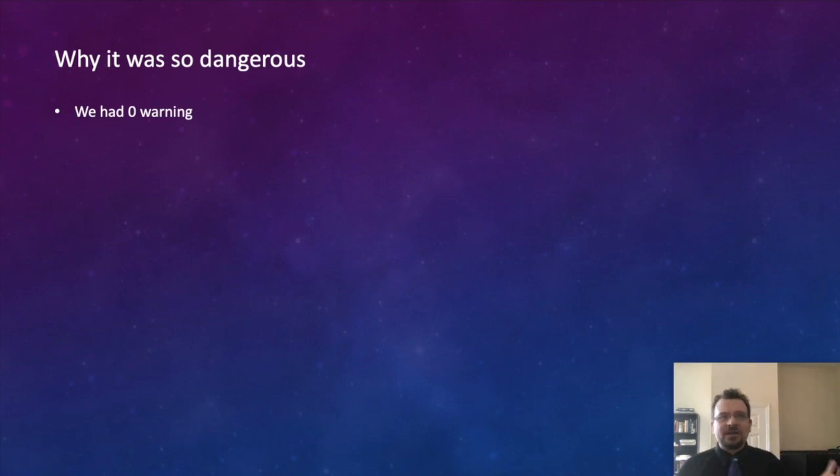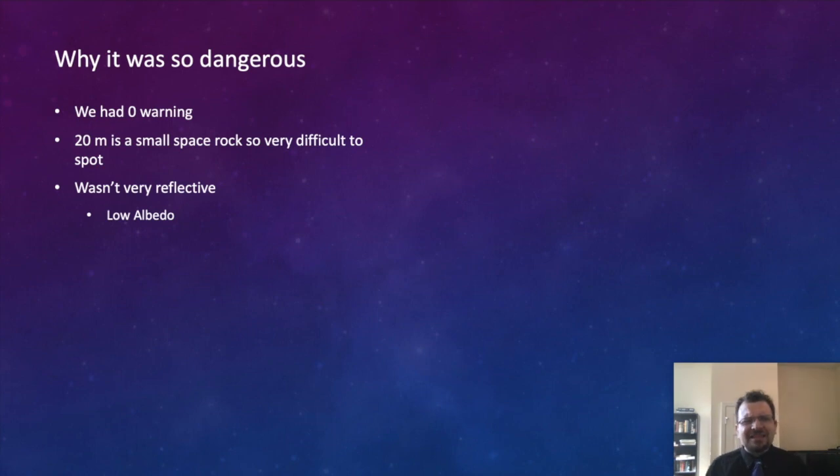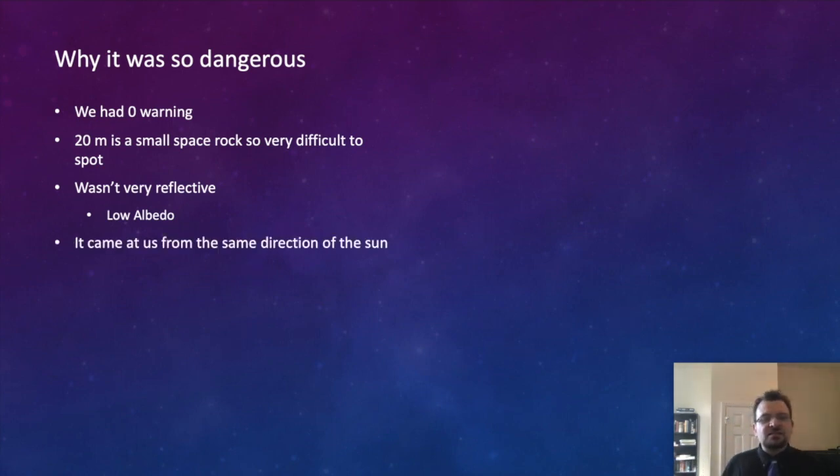So why was this so dangerous? We had zero warning. We were looking at this other asteroid. We knew all about it, but the Chelyabinsk meteor, we had zero idea that it even existed. And the reason why is 20 meters is a very small space rock, so it's also very difficult to spot. And it wasn't very reflective. And the scientific term for this one is low albedo. It's not shiny. And it came at us directly from the sun.